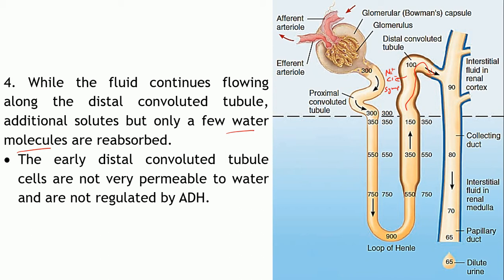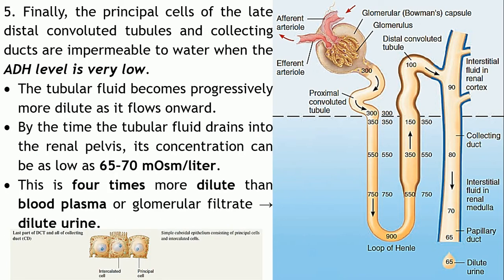So what will happen now? The osmolarity of this fluid as it is traveling along the distal convoluted tubule will drop further, right? Now here you can see it is 100 milliosmoles per liter. Now from here the fluid will enter into the late DCT and the collecting ducts. The osmolarity of the fluid which is entering over here is 100.